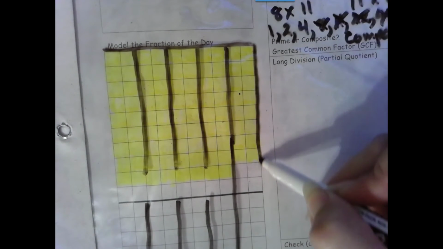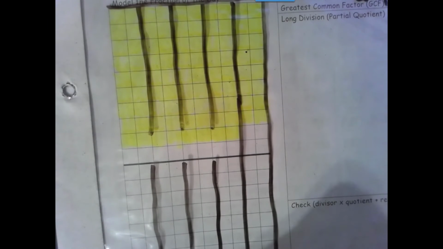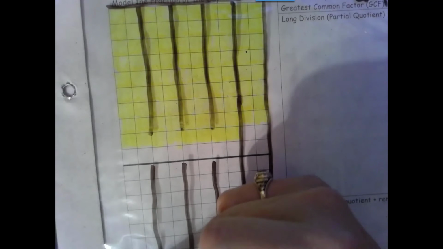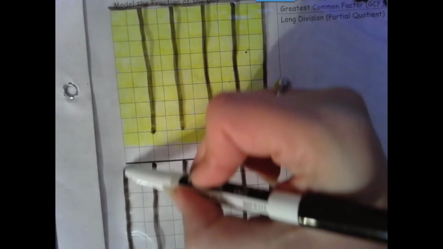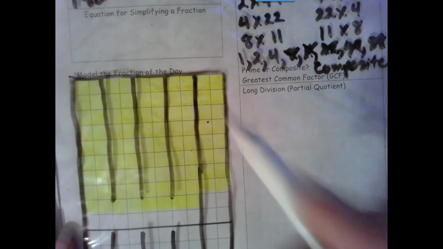So any number, when it's multiplied by itself, will create a perfect square because both sides are the same length. Every time you multiply, you're actually making an array for a rectangle. You're finding the area of a rectangle. And when you divide, you're finding the side of a rectangle.